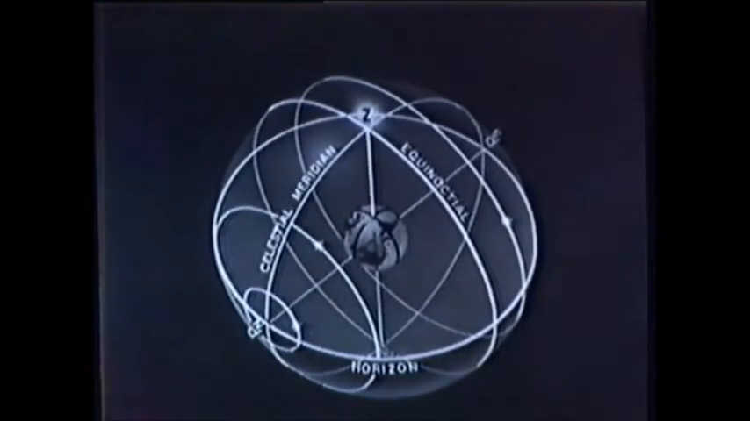At the poles, the stars do not appear to rise from the horizon and set behind it, as they do in other latitudes. Now let the observer move south to the equator. Here his zenith lies in the equinoctial.